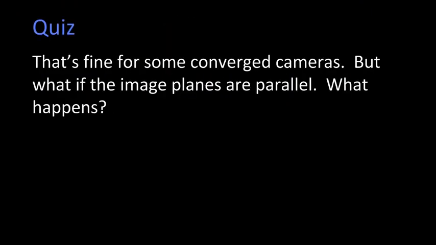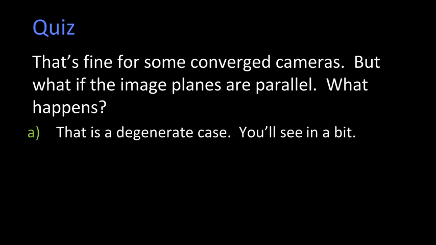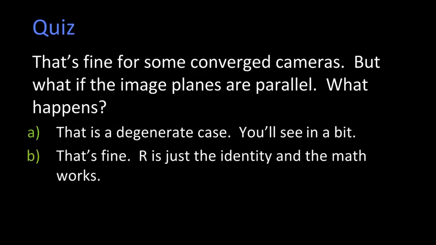Okay, great. All right, so you ready? This is actually a good quiz, because the quiz is going to make us do some work. So that was fine, what I just showed you, for some converged cameras. What about if the image planes are parallel? What happens? A, that's a degenerate case, and we're going to see that in just a minute. B, that's fine, it's no problem. It just means that R is the identity matrix, and the math just works. C, I have no idea.